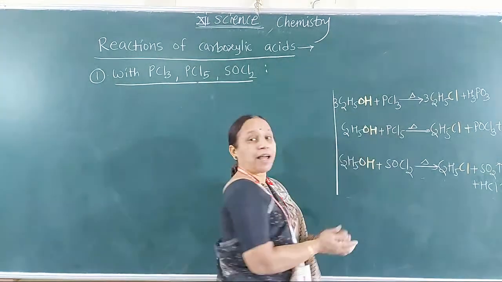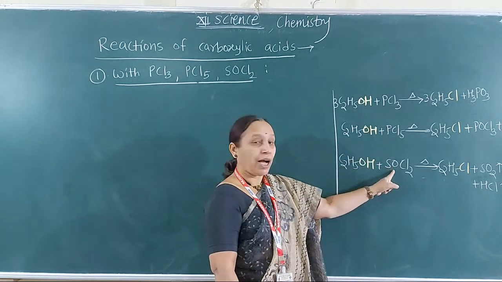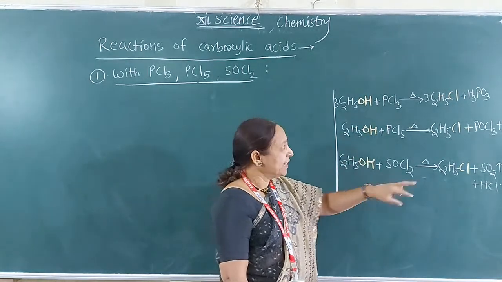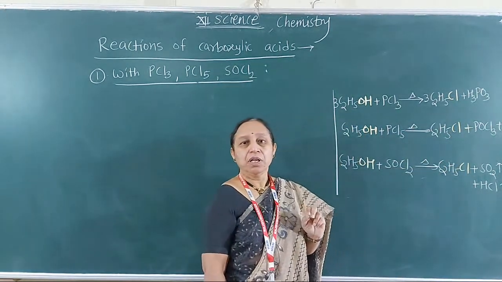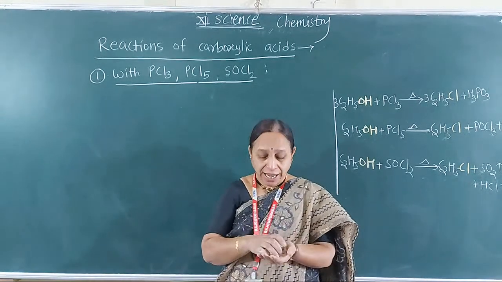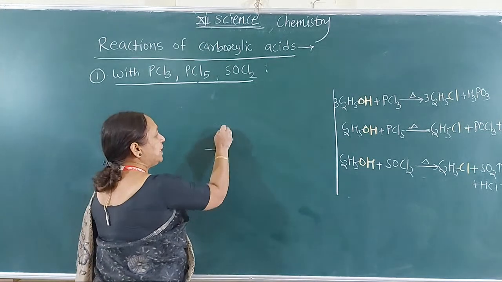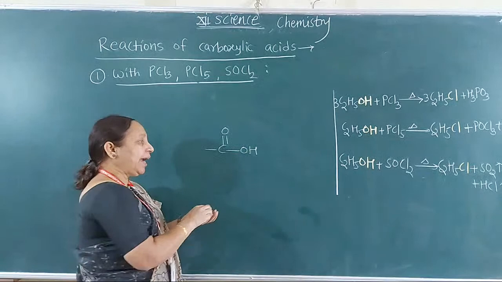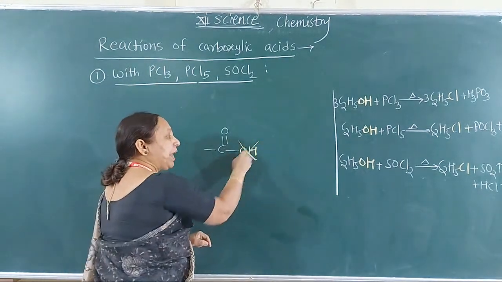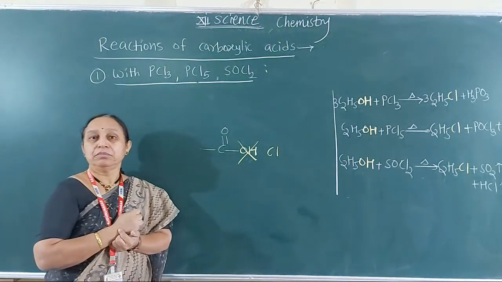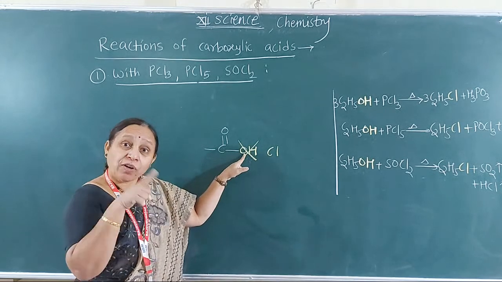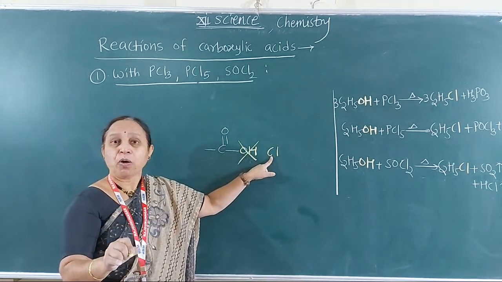Thus, when phosphorus trichloride, phosphorus pentachloride or thionyl chloride reacts with alcohol, the alcoholic functional group OH is replaced by chlorine. Same type of reactions takes place in carboxylic acid. In carboxylic acid, there is the carboxyl functional group, C double bond O and OH. The hydroxyl of carboxyl is replaced by chlorine, same like alcohols. Here OH of carboxyl is replaced by chlorine and the product is obtained.